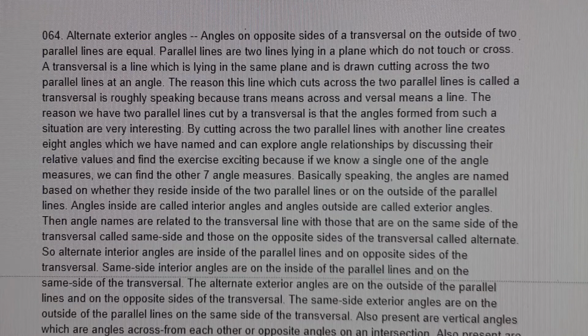Parallel lines cut by a transversal are 2 parallel lines with a single line drawn across them at an angle, creating 8 new angles. Alternate exterior angles are angles outside of the parallel lines on opposite sides of the transversal and are equal.